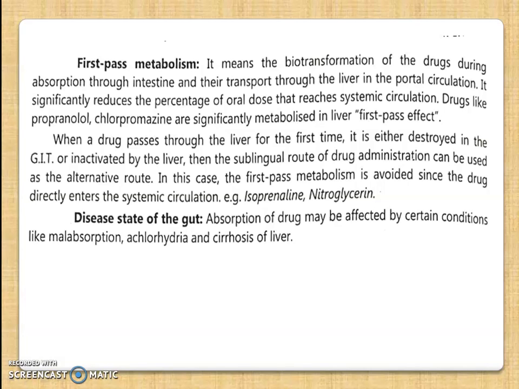Absorption of a drug may be affected by certain conditions like malabsorption, achlorhydria, and cirrhosis of the liver.